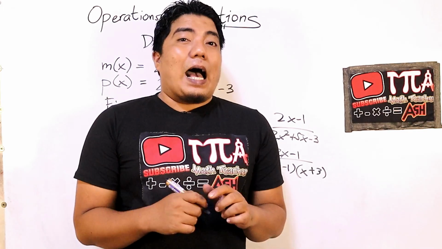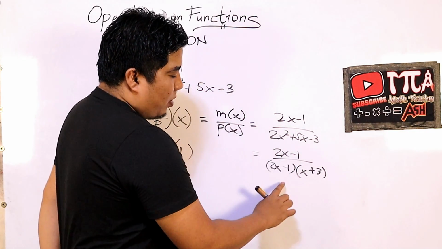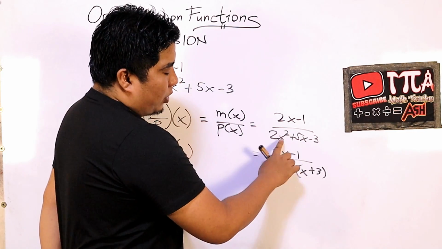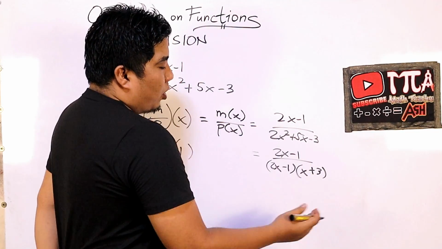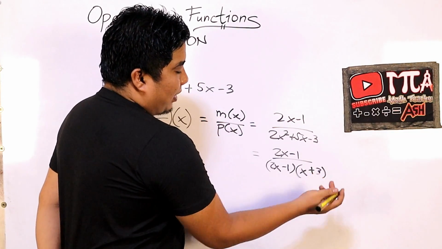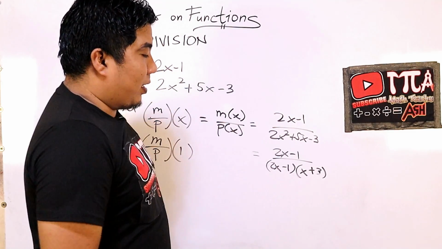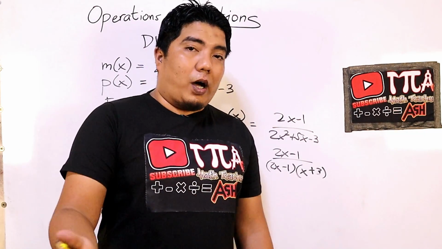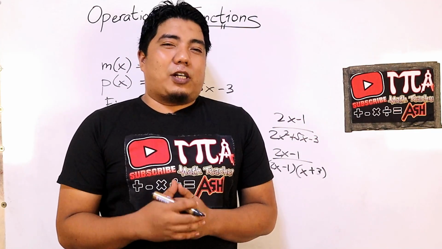So the question is, how are we sure if those are the correct factors? First, let's try 2x times x, that is 2x squared. Negative 1 times positive 3, that is negative 3. Now, 2x times positive 3, that is positive 6x, and negative 1 times x, that is negative x. So 6x minus x is positive 5x. So our factors are correct.